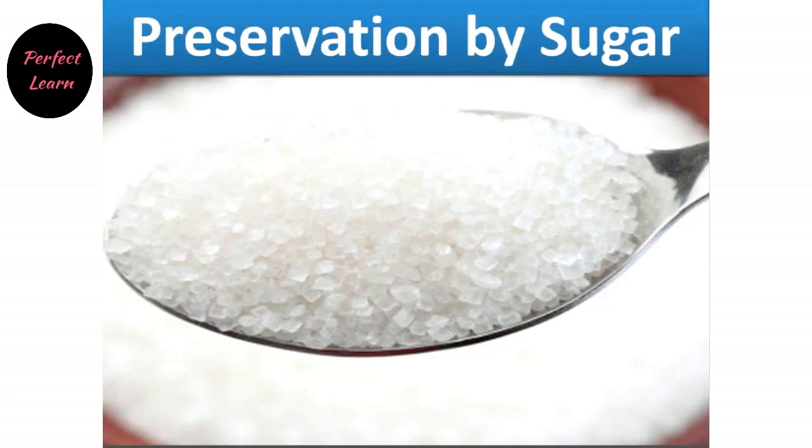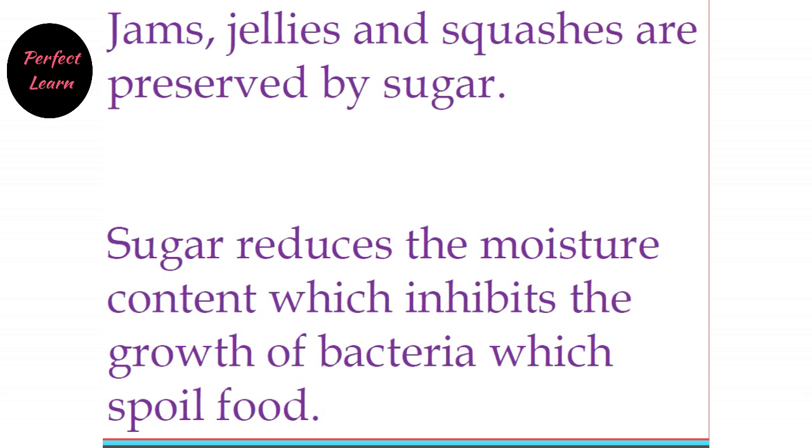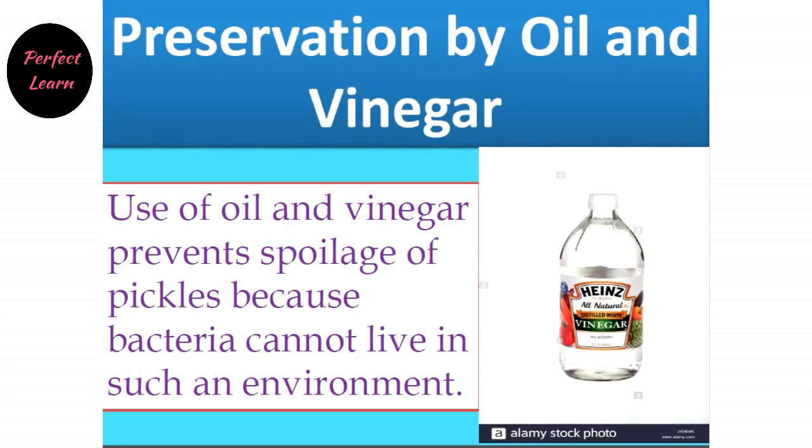Preservation by sugar. Jams, jellies, and squashes are preserved by sugar. Sugar reduces the moisture content which inhibits the growth of bacteria which spoil food. Preservation by oil and vinegar. Use of oil and vinegar prevents spoilage of pickles because bacteria can't live in such an environment.